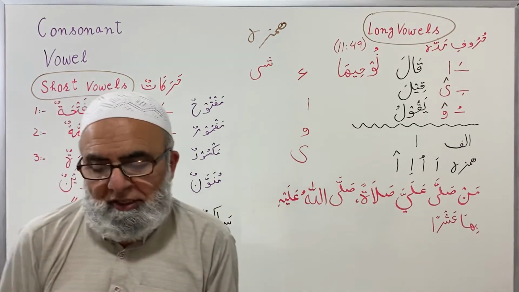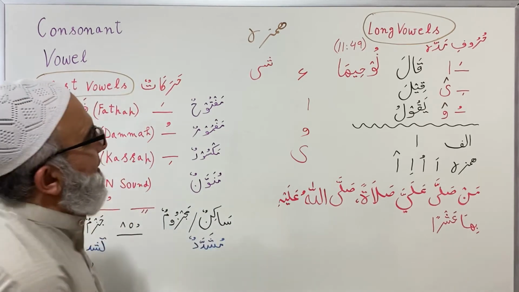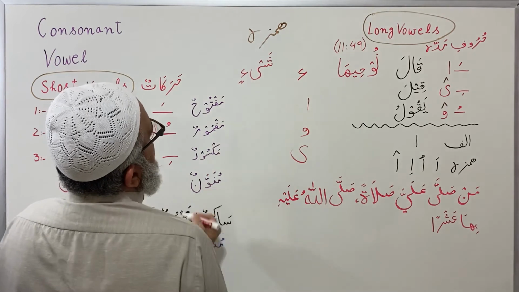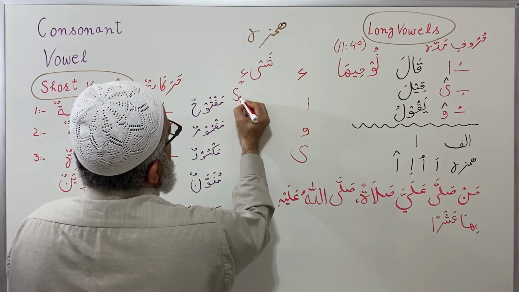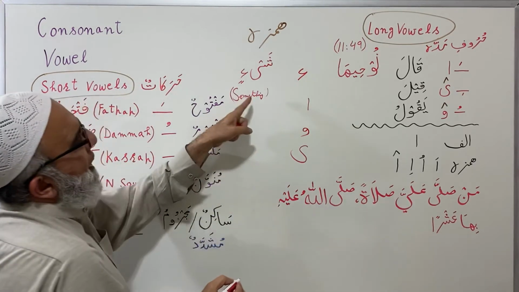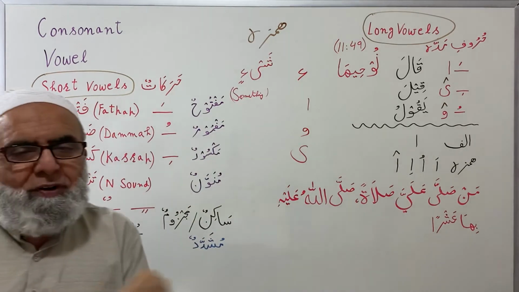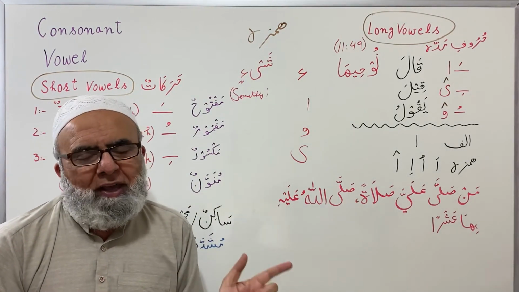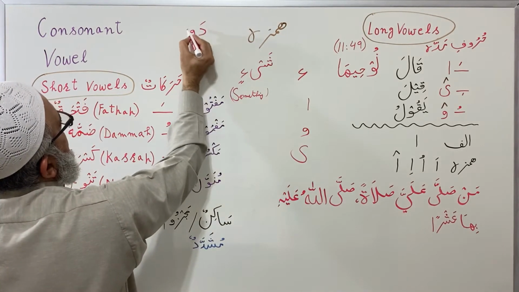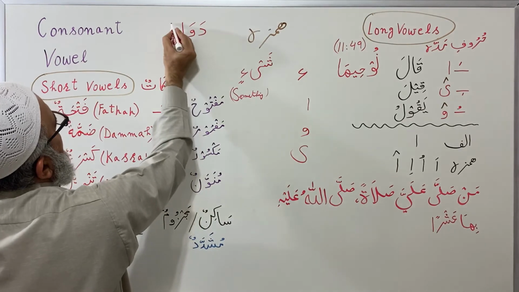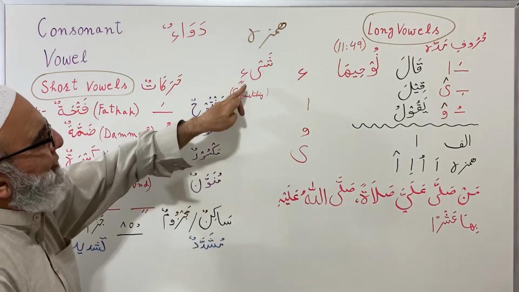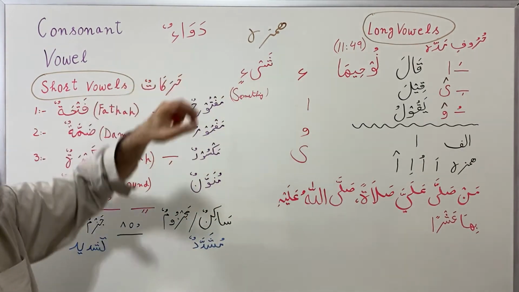Shay'in basically means something. It is always written in that way. Shay'in. Something. Here the Hamza is written over the line as an independent Hamza. Also there is another example, dawa'un, medicine. Here Hamza is independent.